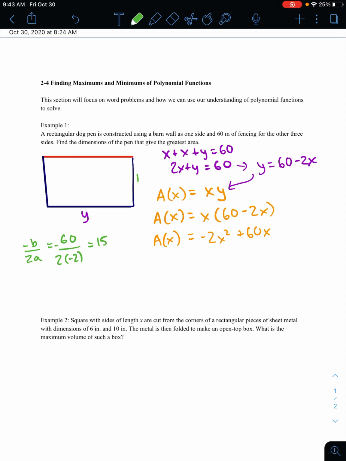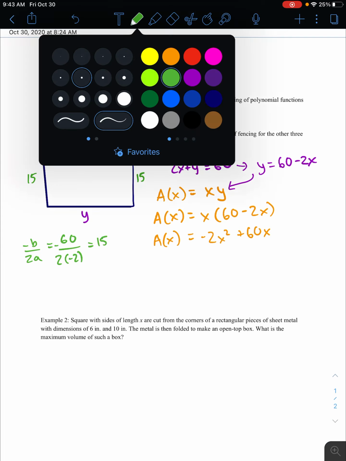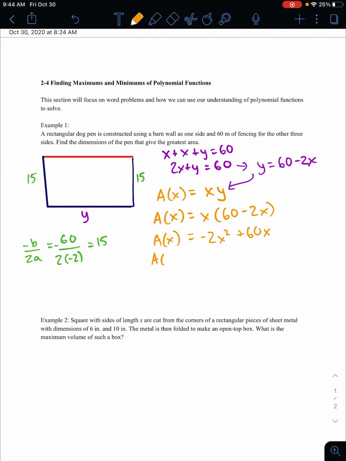I know that now. Okay, so if I plug 15 back in here, A of 15, if I do this out, that's going to be 450. So now I know that the area is 450, and I found that vertex, which was (15, 450). Now the question asks me to find the dimensions of the pen. So I already found one. I found that the vertical length is 15.